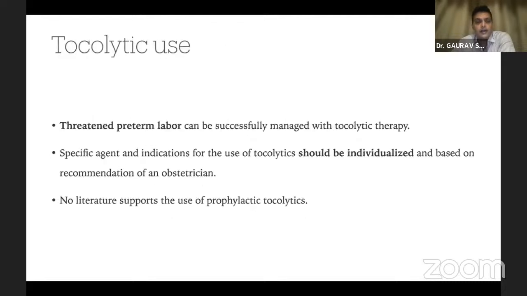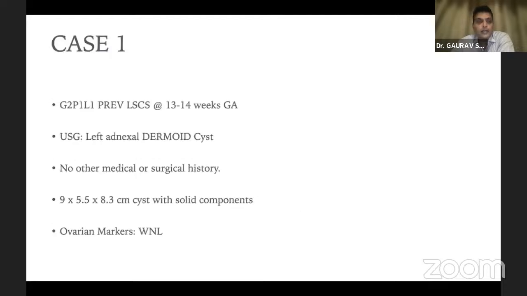And apart from that, we also come to tocolytic use. We usually do cover with progesterone as well as, say, isoxsuprine or any tocolytic. But threatened preterm labor is successfully managed, but really should be individualized, and it depends on the patients if they have previous risk of preterm delivery or any mishaps in their prior pregnancies, and literature reports actually don't really support routine prophylactic tocolytics.